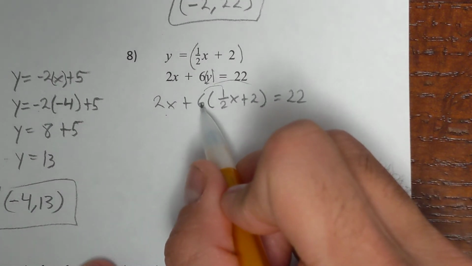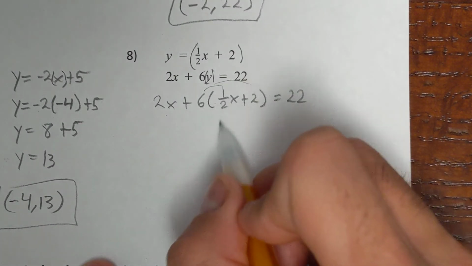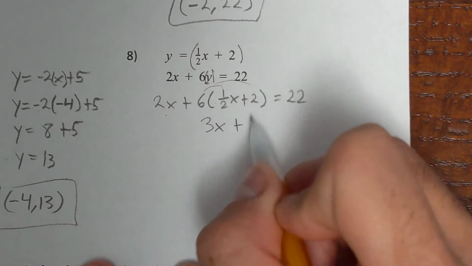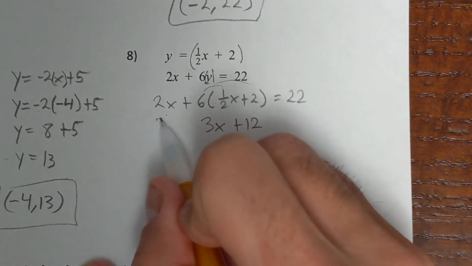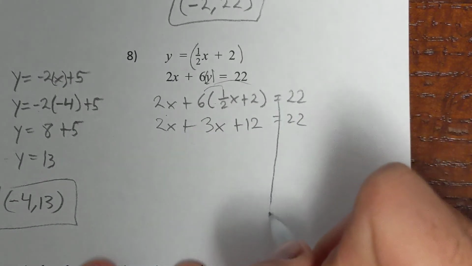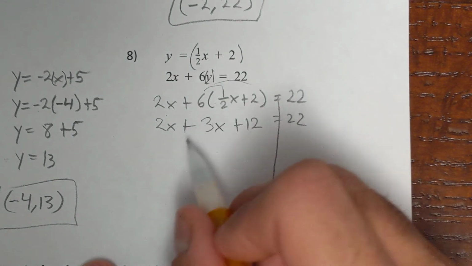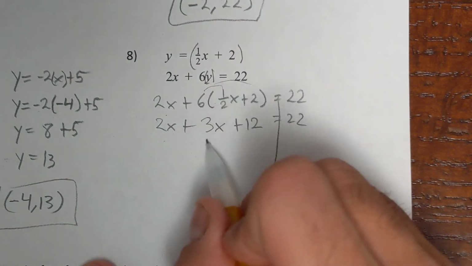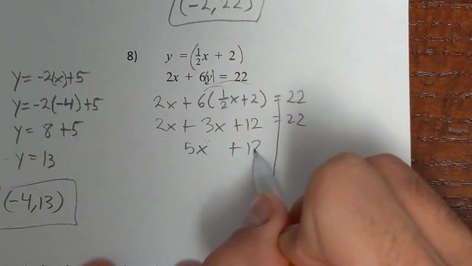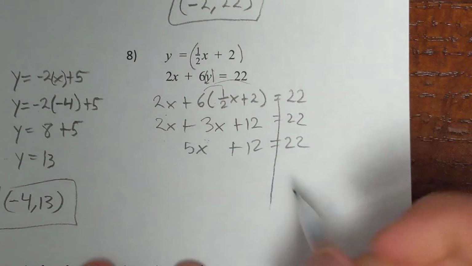So I can think of it as, what's 6 times a half? What's half of 6? 3. 3x plus 6 times 2 is 12. Now bring down the rest of my equation. I distributed, now I combine like terms. I can combine the 2x and the 3x and get 5x plus 12 is equal to 22.